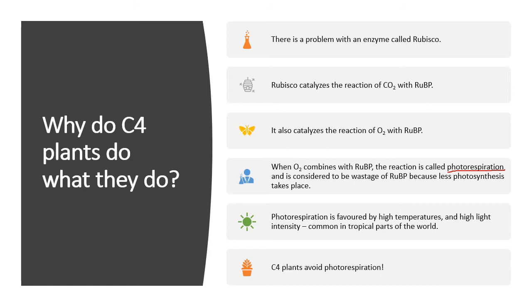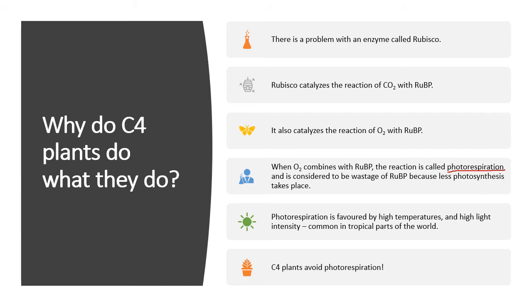Because think about it, if you add oxygen to RuBP, which is a 5-carbon compound, you will not have the formation of a 6-carbon intermediate that will then split into 3-carbon compounds and then carry on until you have the formation of glucose and regeneration of RuBP, which then means that the RuBP is being wasted because it doesn't make the compound that we need it to make. So this process of photorespiration means that we have less photosynthesis happening.